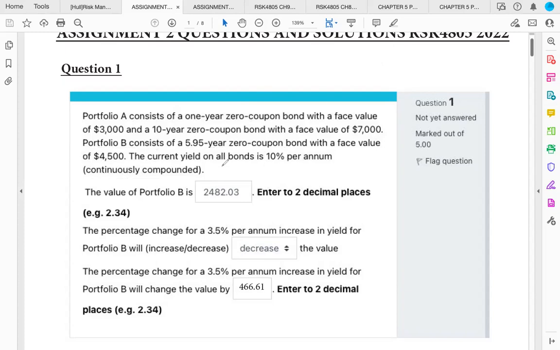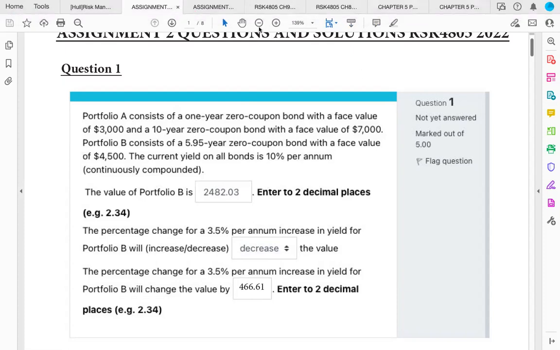And then we are asked a number of questions. The first question we are asked is to determine the value of portfolio B, right? And then the second question is what will happen if interest rates increase by 3.5%? Would the value of portfolio B increase or decrease? And then the last question is, if there is an increase in the yield of 3.5% per annum, by what amount will the value of portfolio B change? Okay. Right, so some background first.